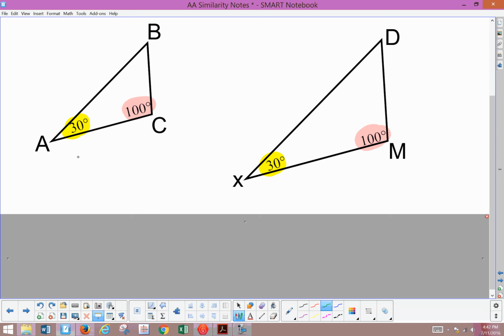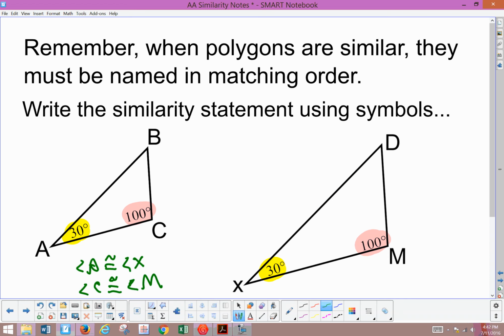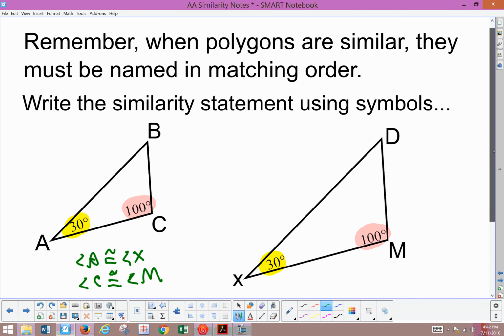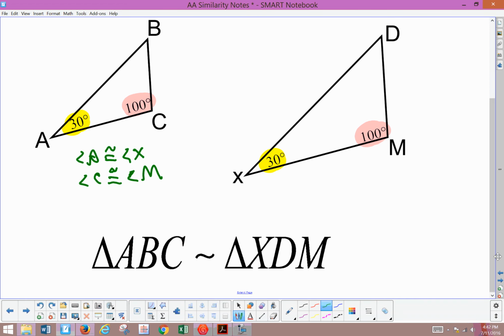We can say angle A is congruent to angle X. We can say angle C is congruent to angle M. Two angle congruencies. That means I have satisfied my requirements. Oops, sorry about that. I have satisfied my requirements for the triangles to be similar.